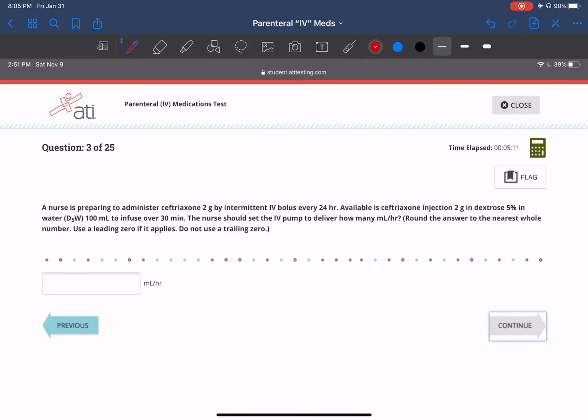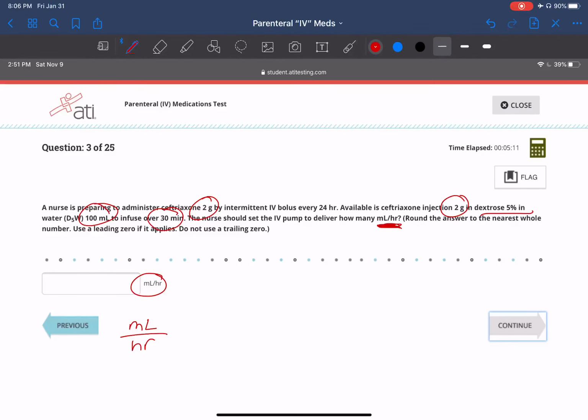All right, let's look at this next one. The most important thing is to see how they want the answer. It looks like they want mL per hour. So let's read it. A nurse is preparing to administer ceftriaxone 2 grams by intermittent IV bolus every 24 hours. Available is 2 grams in 100 mLs. You don't need to worry about this dextrose 5%, that's just telling you what the mLs is. And then to infuse over 30 minutes. I'm just circling the big important numbers. The nurse should set the IV pump to deliver how many mL per hour.